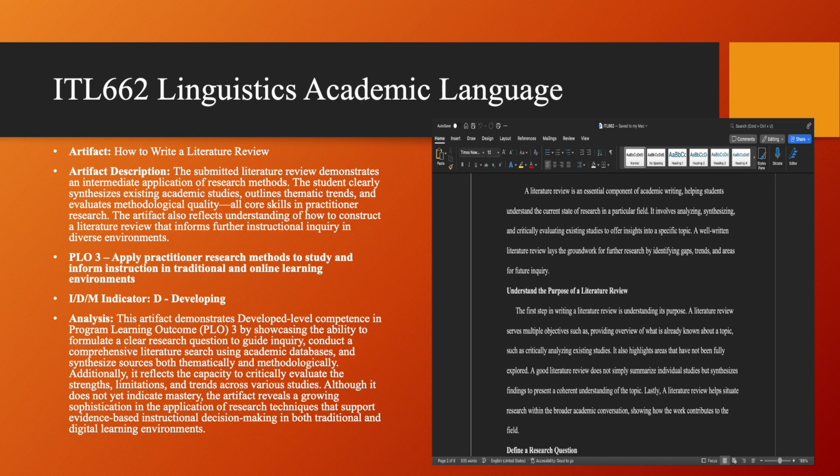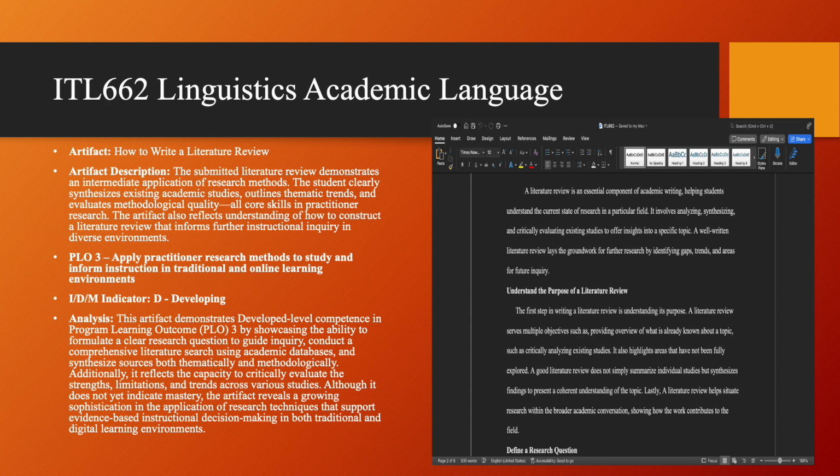Moving on, the next artifact comes from ITL 662, and the artifact is an essay on how to write a literature review. And a description of the artifact is, in fact, just that, a review of a piece of literature, an article that discusses an educational topic and how it relates to my educational research question, in which case I was able to review the article and dissect some of its similarities to my research questions and also apply some of those differences and ask questions that may further continue the research.